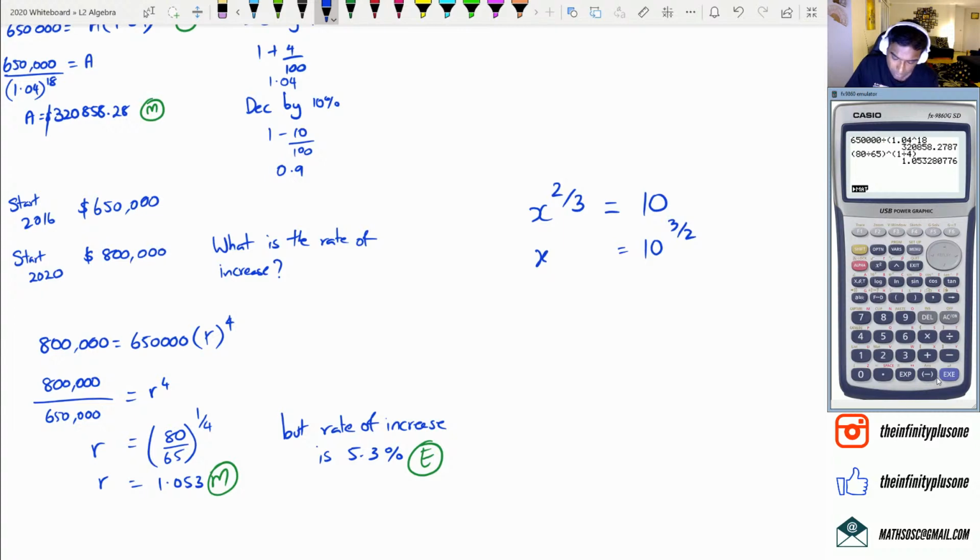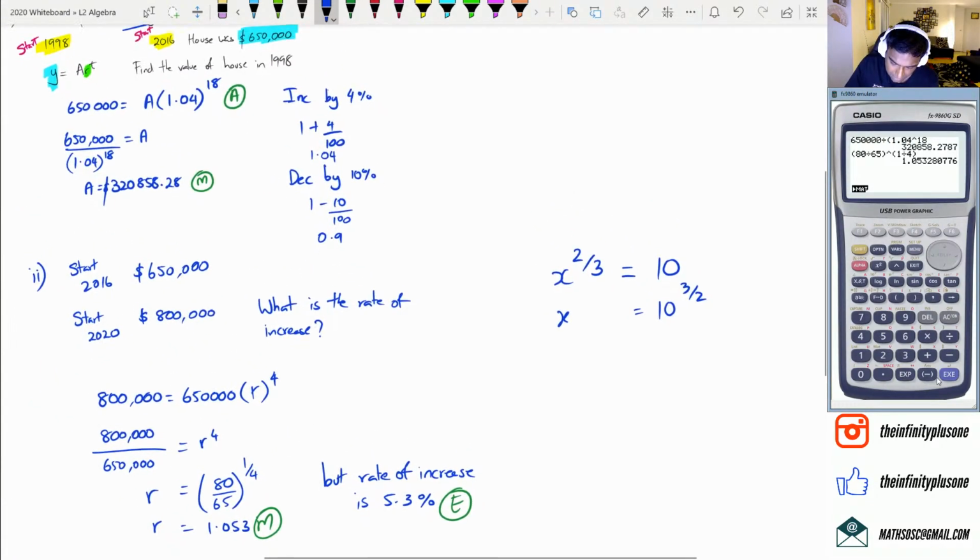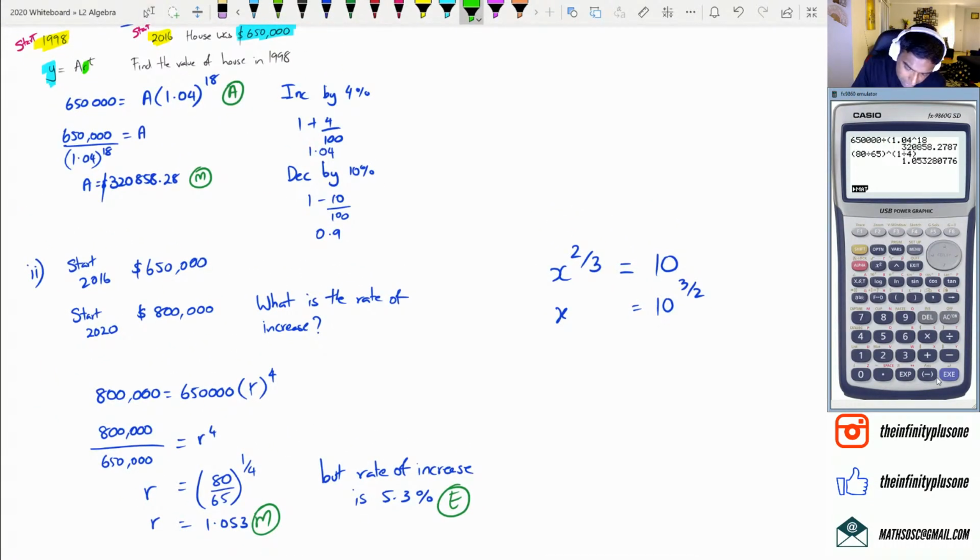Andrea, the reason why we got 5.3% is if you have a look at this green box here. When we actually have 1.04, we just go -1 and multiply by 100. So that actually gives us that 4%.